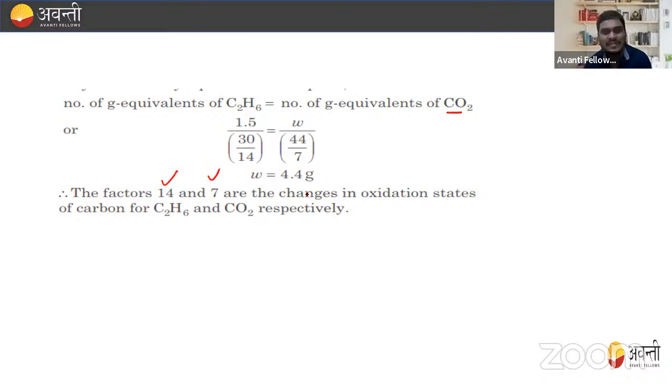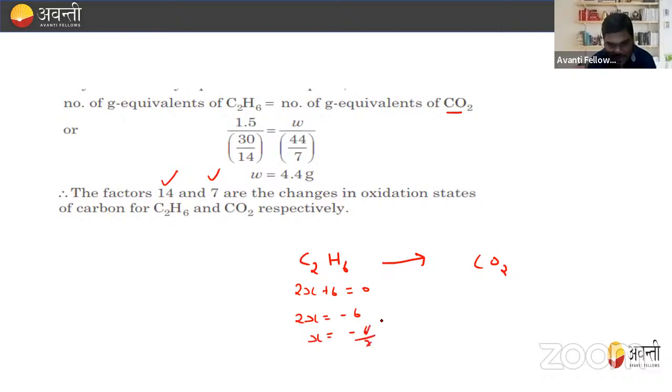So these 14 and 7 are the change in the oxidation state of carbon from this to this. Let me show with an example. If I'm talking about C2H6 and this is CO2, right? What is the change in the oxidation state, beta? Here the oxidation state of C2 is what? We know that 2x plus 6 is equal to 0, so 2x is equal to minus 6, or x is equal to minus 6 upon 2, that is minus 3. So x comes out to be minus 3.